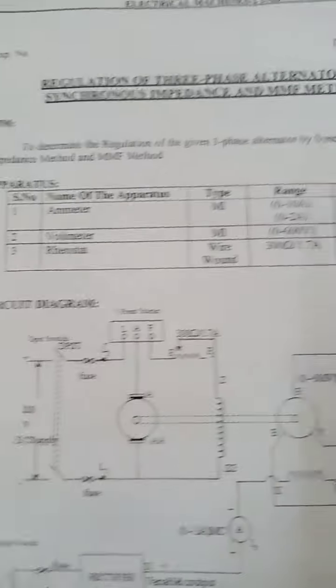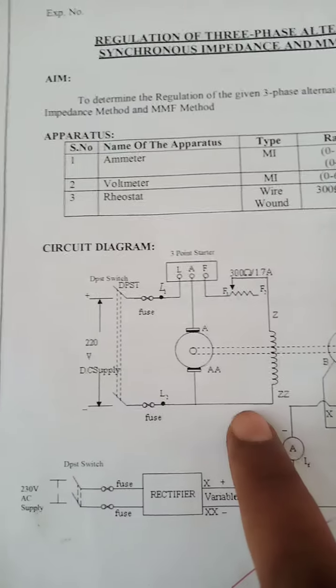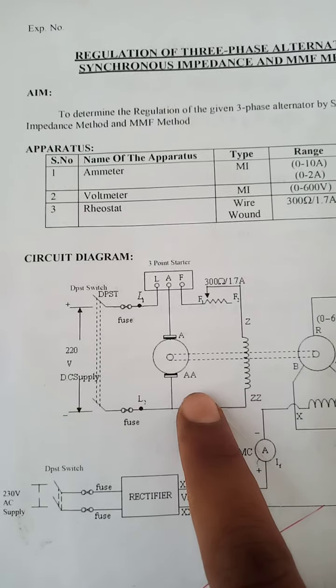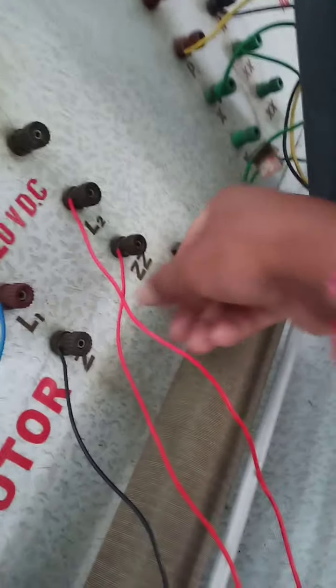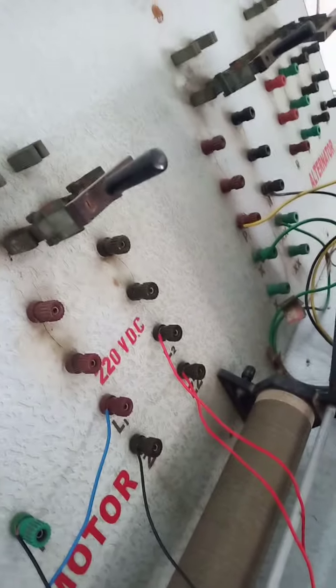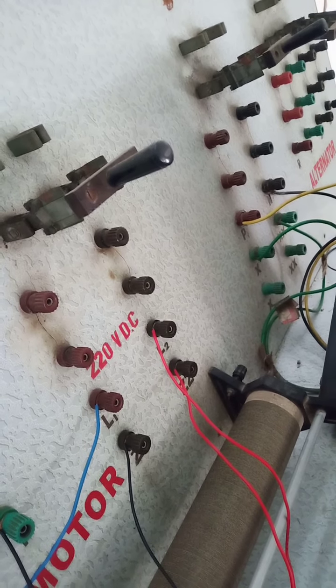Last, Z and AA, L2, all these three are shorted. So like this, ZZ and AA should be connected to L2. Now we will start the experiment.